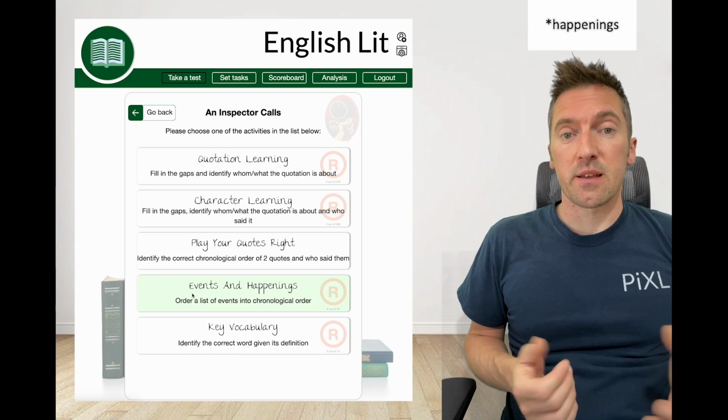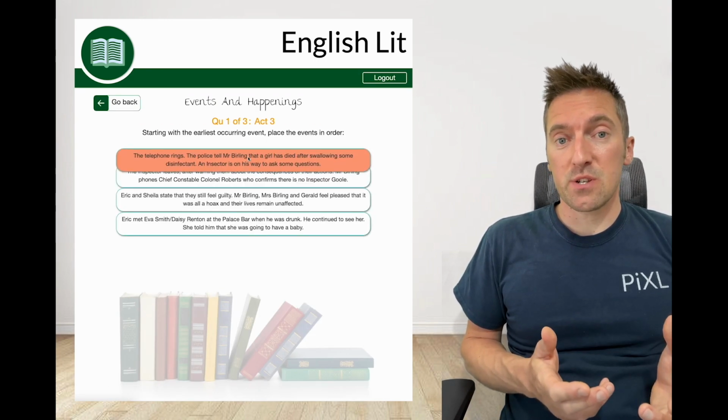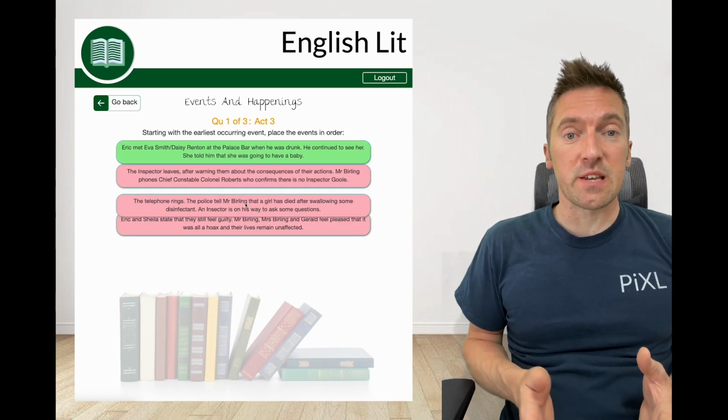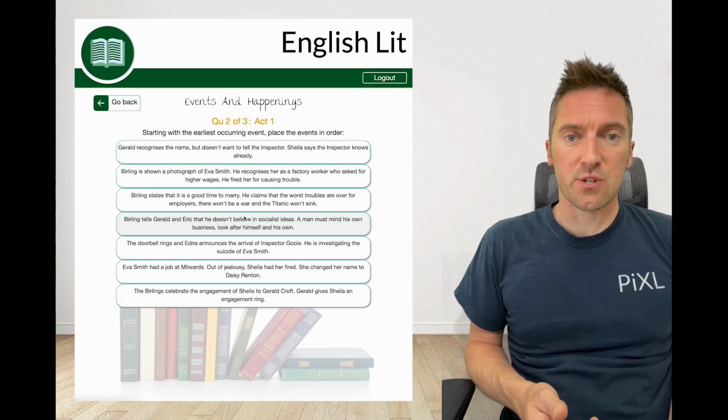With events and happening, students are given up to 10 events. Students need to put each event into chronological order. Every time students attempt this activity, either more or less events will be shown to support or increase the challenge.